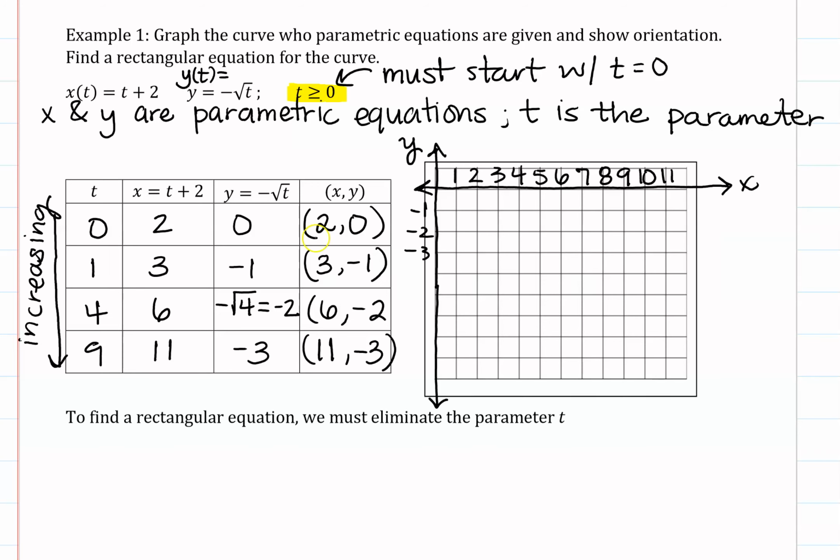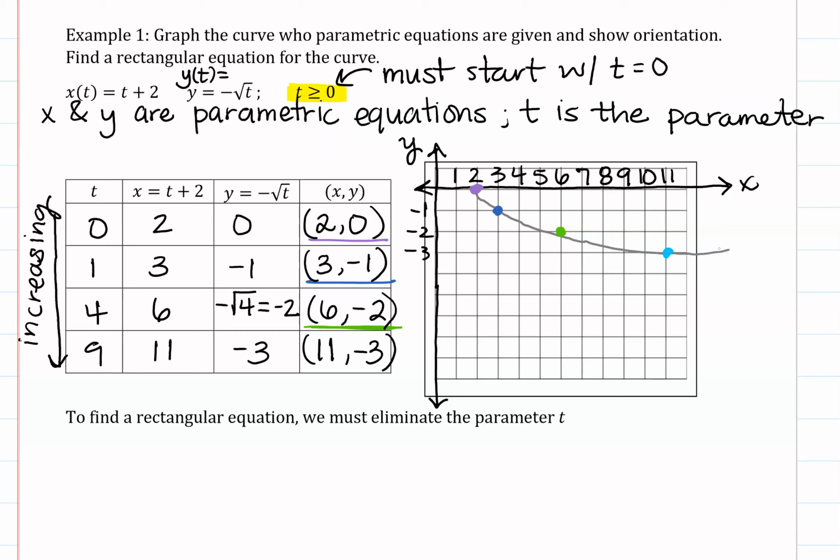So the first point we have is the point 2, 0. So I'll plot 2, 0. And then when t is equal to 1, we get the point 3, negative 1. So we have the point 3, negative 1. And then when t is equal to 4, we have the point 6, negative 2. So here's the point 6, negative 2. And then finally, when t is equal to 9, we have the point 11, negative 3. And so there's that point 11, negative 3. And so this graph, when I connect these points, looks like this.